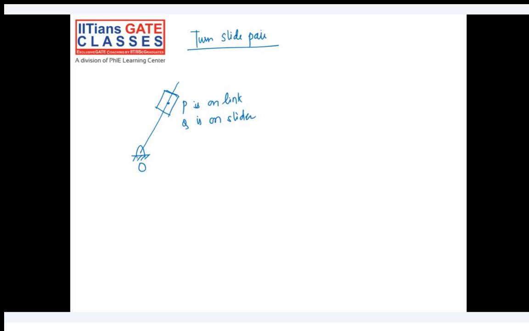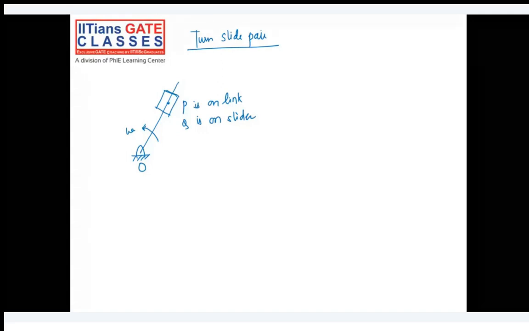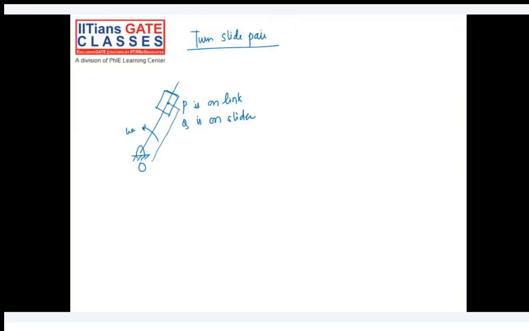Now let's try to understand how the velocity and acceleration will look in this case. So this is point O. The point P will have velocity in this direction. It's perpendicular to the link. You can clearly see here. So let's use a red pen. This is the velocity of point P.